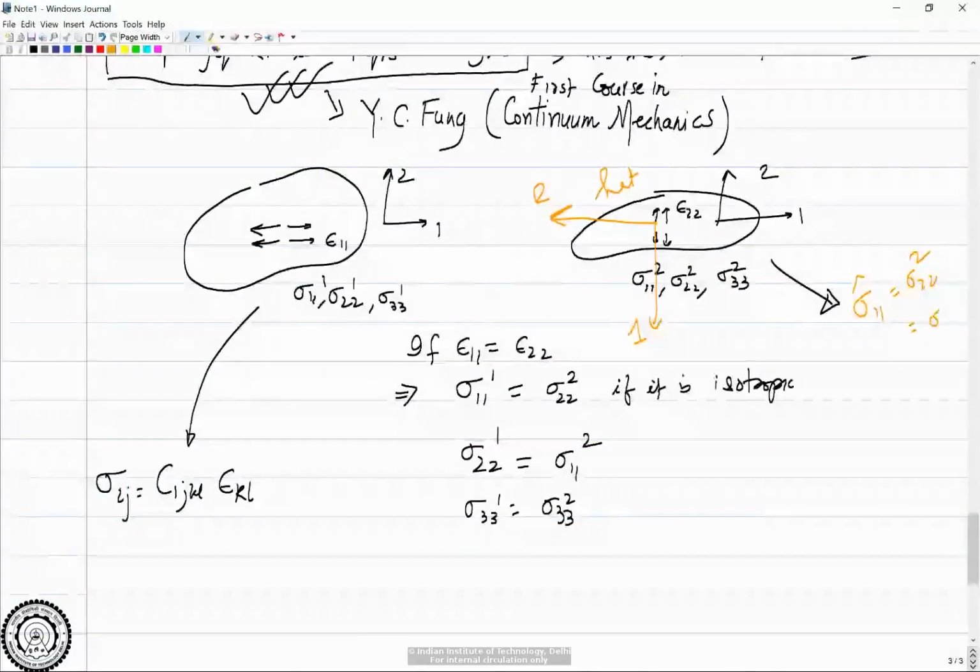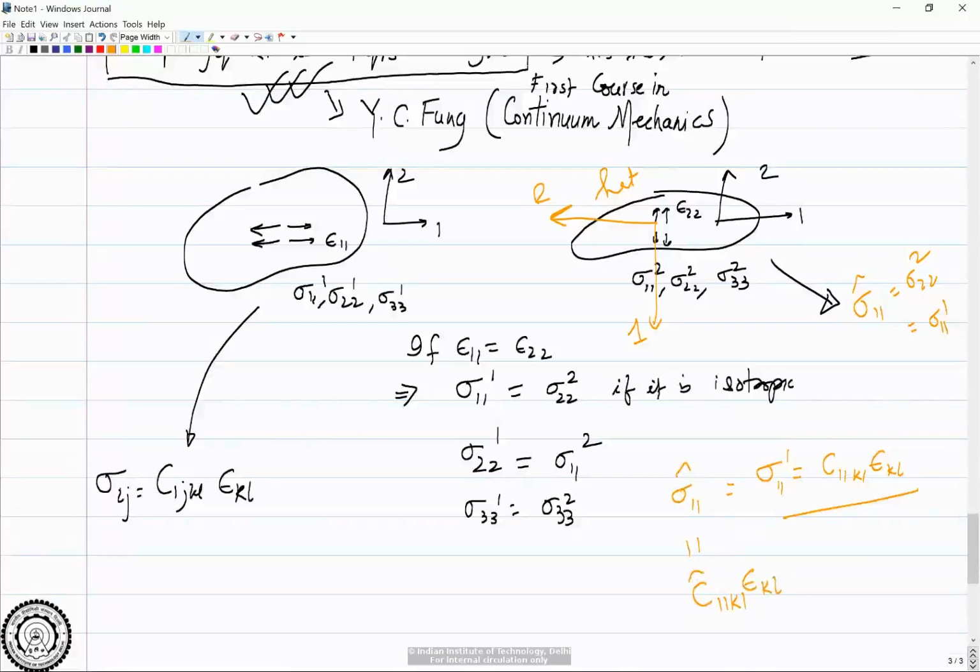But this is equal to sigma 1 1 (1) from the first experiment, and sigma 1 1 (1), what is it equal to? Sigma 1 1 (1) is C 1 1 kl epsilon kl, which is also equal to sigma 1 1 hat. Sorry, this is equal to sigma 1 1 hat, but this has to be equal to C hat 1 1 kl epsilon hat kl.